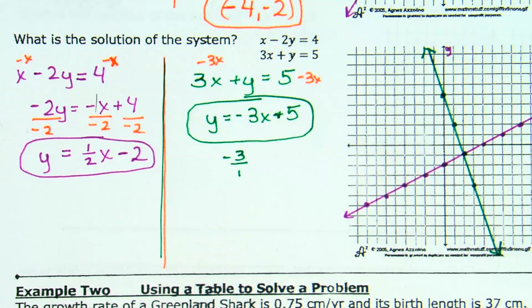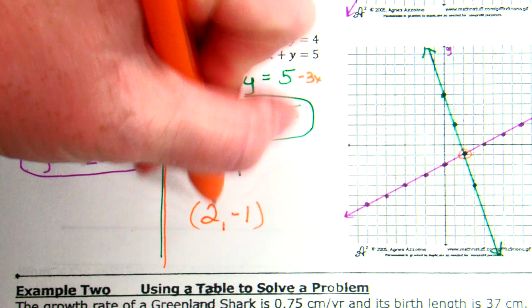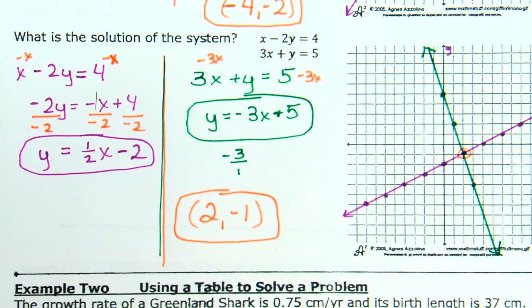Do you have an answer for this one? Okay. If you follow where they cross, they go right 2, down 1, which is the ordered pair 2, comma, negative 1. Okay.